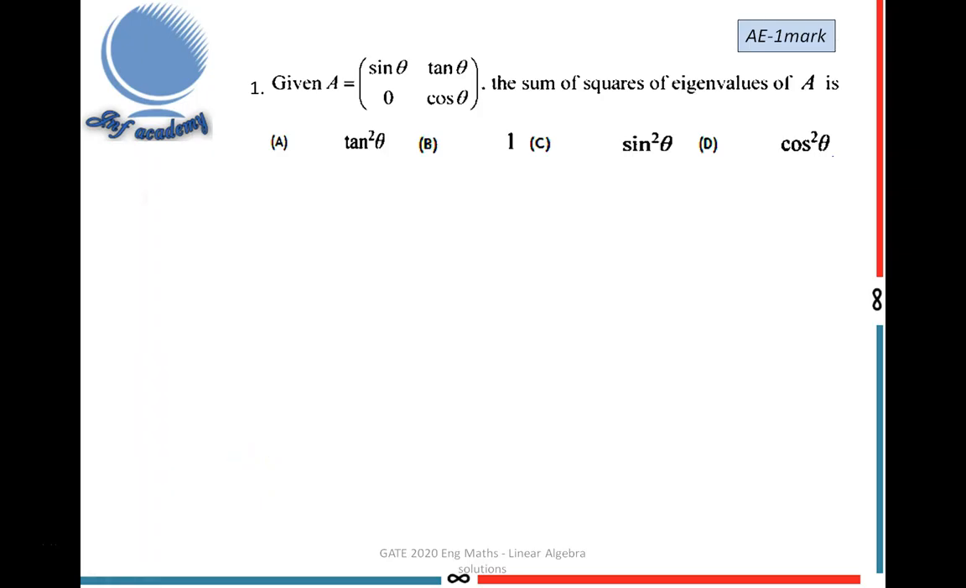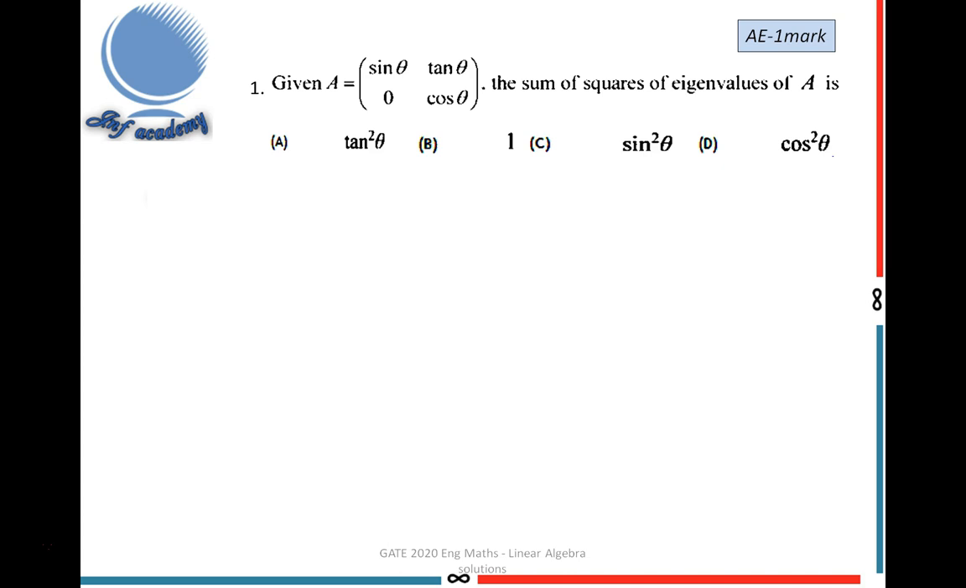Hello everyone. In this video, let us discuss the solution of GATE 2020 Engineering Mathematics question related to the linear algebra topic, in particular eigenvalue and eigenvector concepts. All the necessary ideas for solving these problems have been given in the eigenvalue and eigenvector concept video. I give the concept video link in the description box. Keep watching if you need to. Now let's move on to the problem.